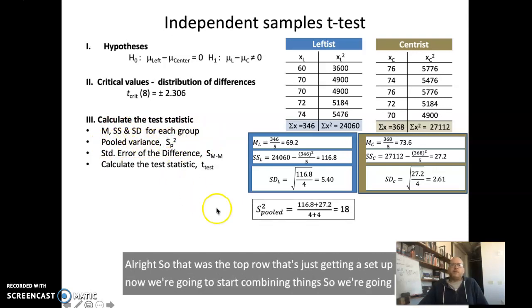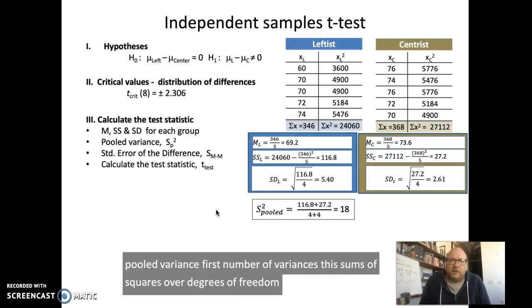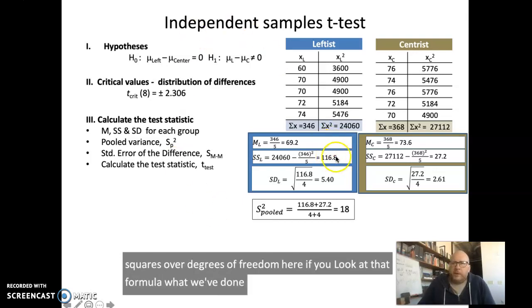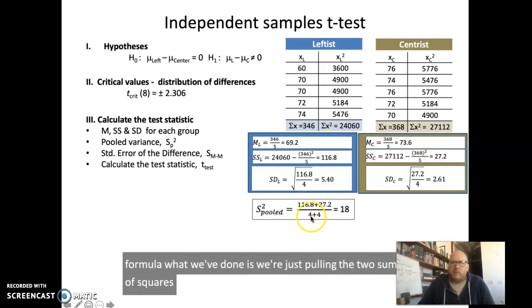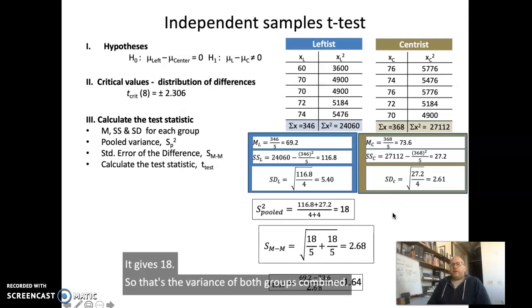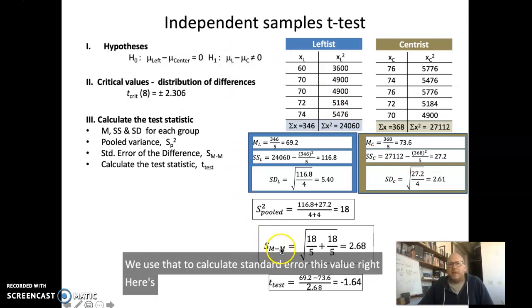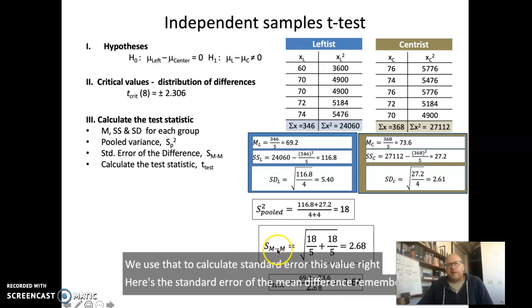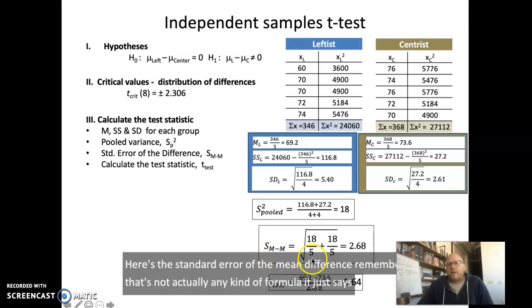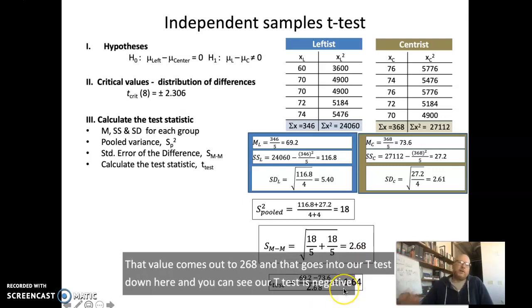Now we're going to start combining things. So we're going to do pooled variance first. Remember, variance is the sums of squares over degrees of freedom. If you look at that formula, what we've done is we're just pooling the two sums of squares for the numerator, and we're pooling the degrees of freedom. That gives us 18. So that's the variance of both groups combined. We use that to calculate standard error. This value right here is the standard error of the mean difference. Remember, that's not actually any kind of formula. It just says the difference. That value comes out to 2.68, and that goes into our t-test down here. And you can see our t-test is negative 1.64.